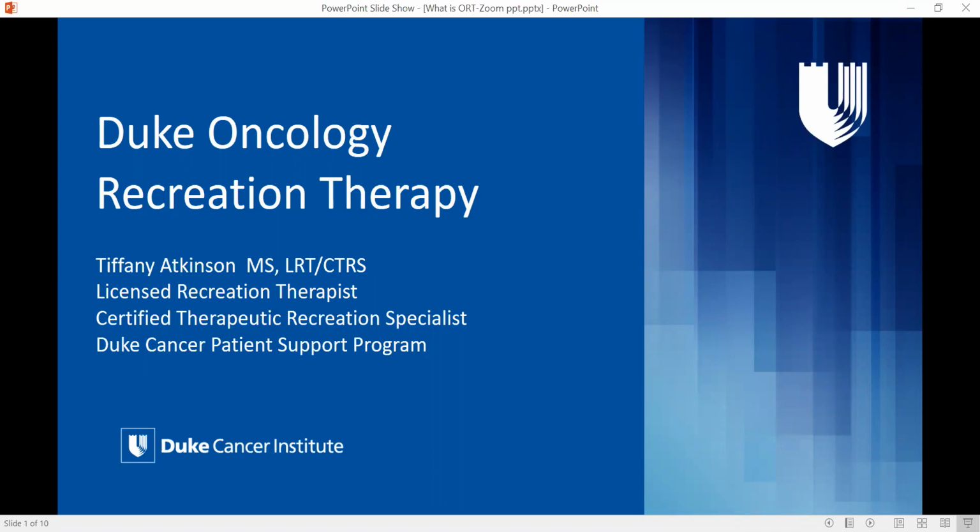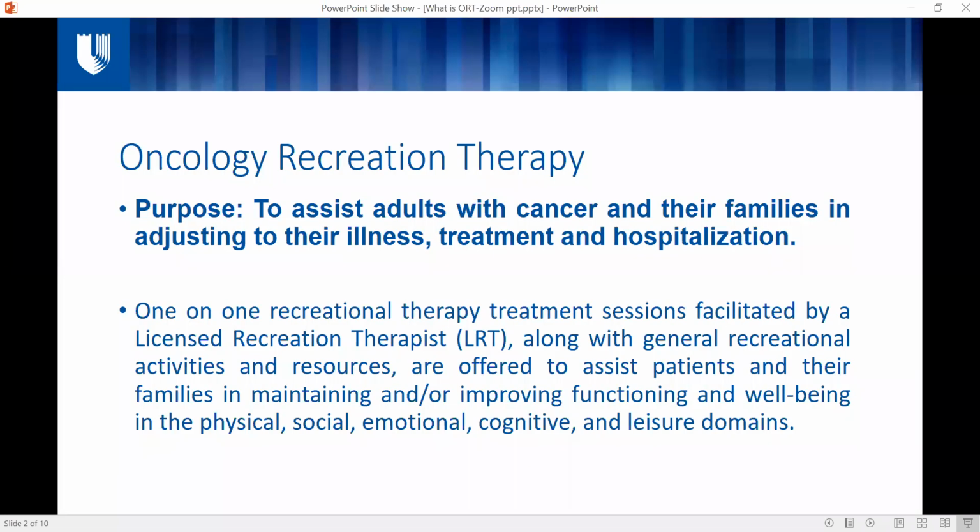And today I wanted to tell you a little bit about what oncology recreation therapy is. So oncology recreation therapy, the purpose is to assist adults with cancer and their families in adjusting to their illness, treatment, and hospitalization. So this is done by providing one-on-one recreation therapy treatment sessions facilitated by myself, a licensed recreation therapist, along with providing general recreational activities and resources to assist patients and their families in maintaining and/or improving their functioning and well-being in the physical, social, emotional, cognitive, and leisure domains.